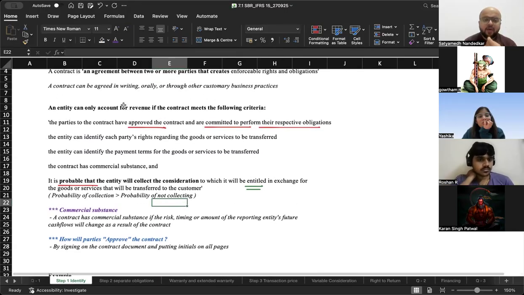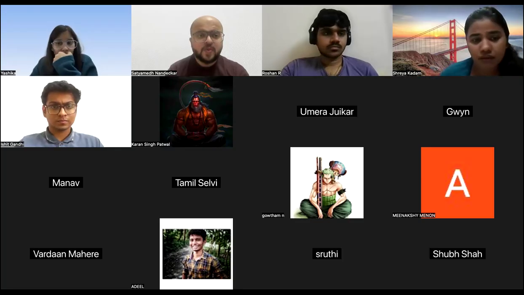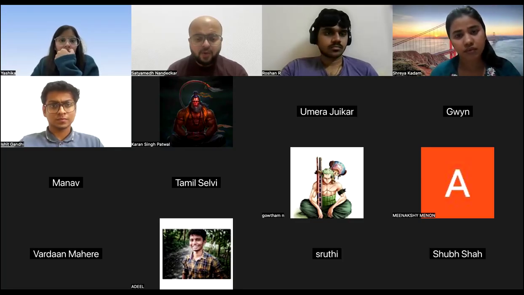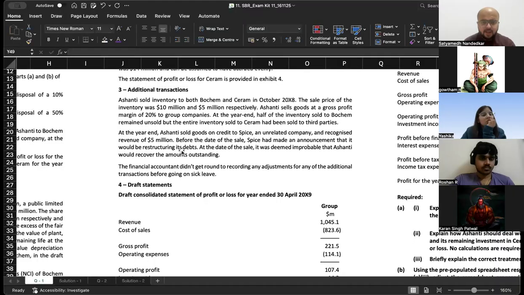An entity can only account for revenue if the contract meets the following criteria. 1, 2, 3, 4, most important, it is probable that the entity will collect the consideration to which it is entitled in exchange for the goods or services. So it is probable that the entity will collect the consideration. In this case, the question specifically mentions that they are going for debt restructuring, right? Here it is written that at that date it was deemed improbable that Ashanti would recover the amount outstanding.